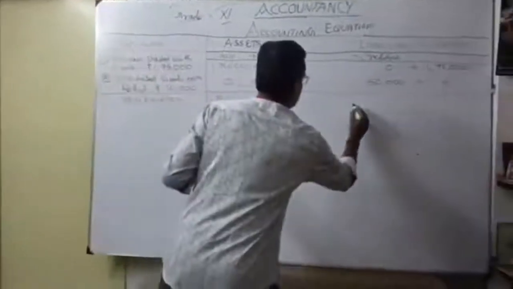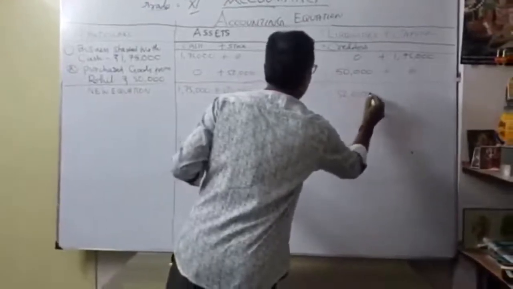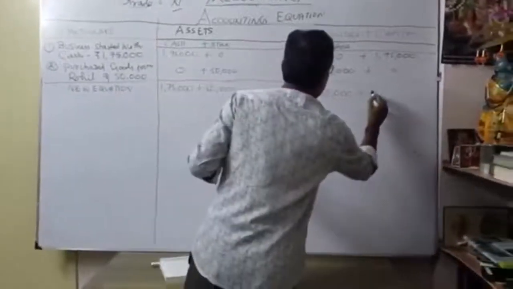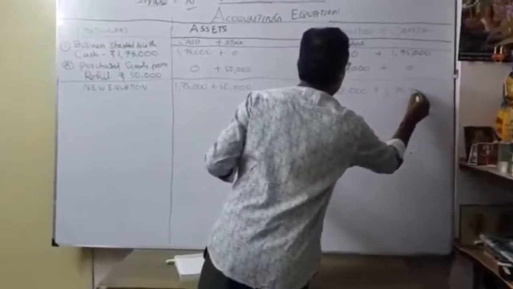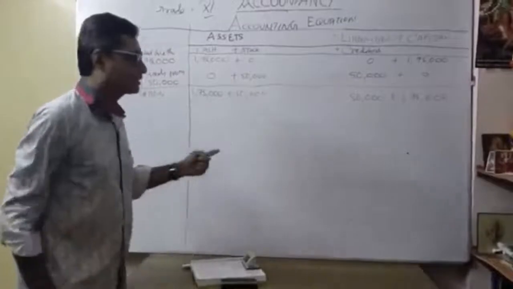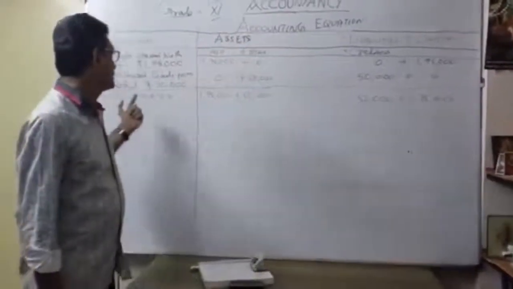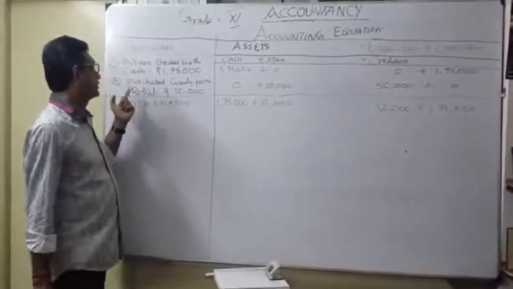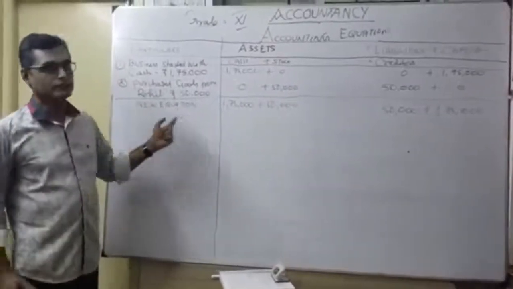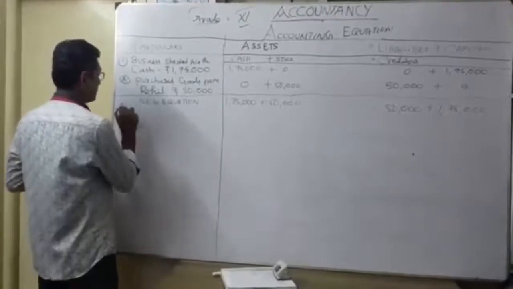Similarly, on the liability side, creditors 50,000 plus 1,75,000. Now understood? So you total both sides. This side is 2,25,000 and this side is also 2,25,000. You got the equation. That's the second transaction. Now you write the new equation. Now going for the third one. What is the third one?